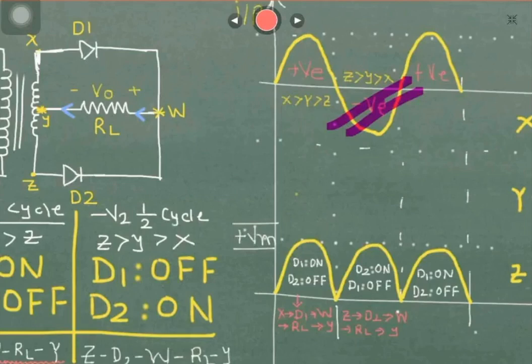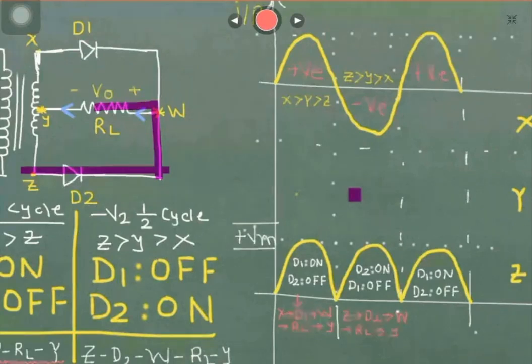So when your diode D2 will conduct, how will the current flow? Please see into the circuit diagram. The current will start from point Z to D2. That is the first point, how the current will flow from Z to D2. Then the current will travel to W to RL. So this is how the current will travel through W to RL, and then it will reach terminal Y as shown in figure.